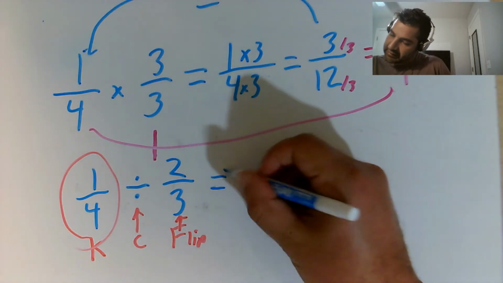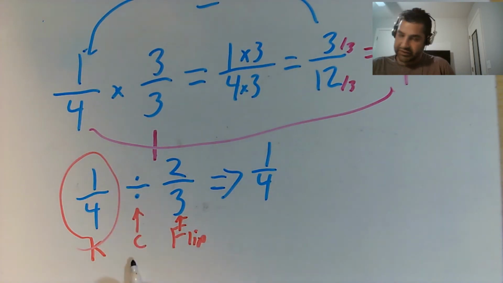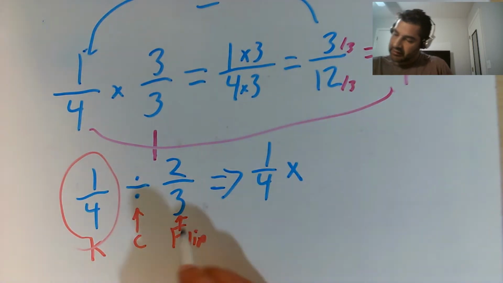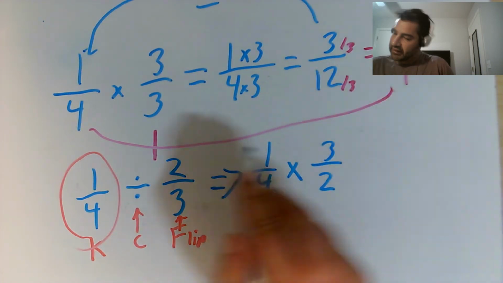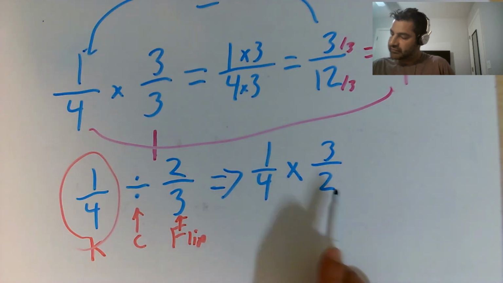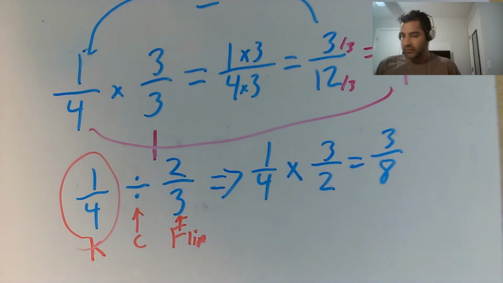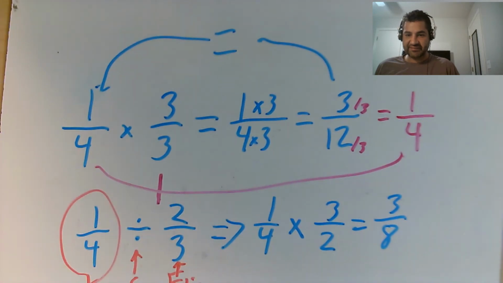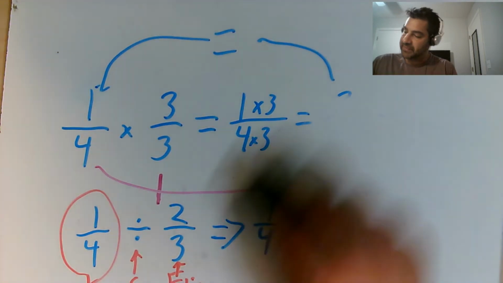stays as 1/4, and then the division sign, you change it. So what do you think you change it to? Multiplication. That's right. And now you flip this, so 3 and 2 are going to switch spots, and now you multiply straight across just like you did before. So 1 times 3, 4 times 2, and we get 3/8. These are the easy parts, the multiplication and division, because you just go straight across, you don't have to get common denominators.